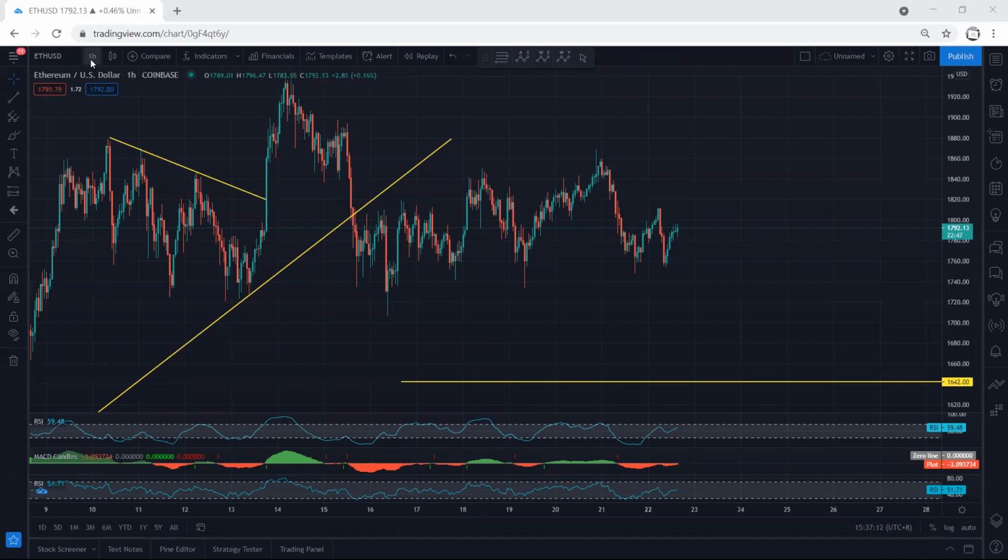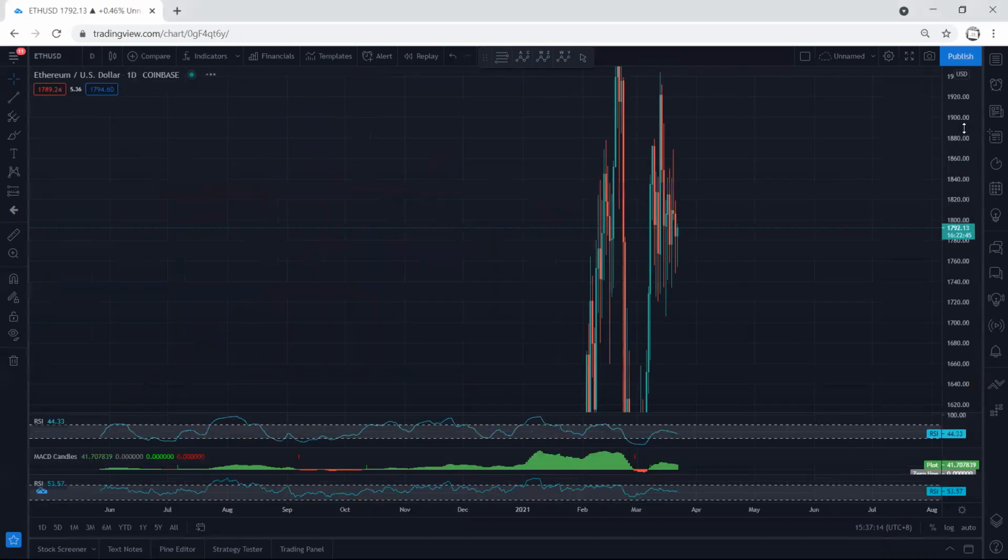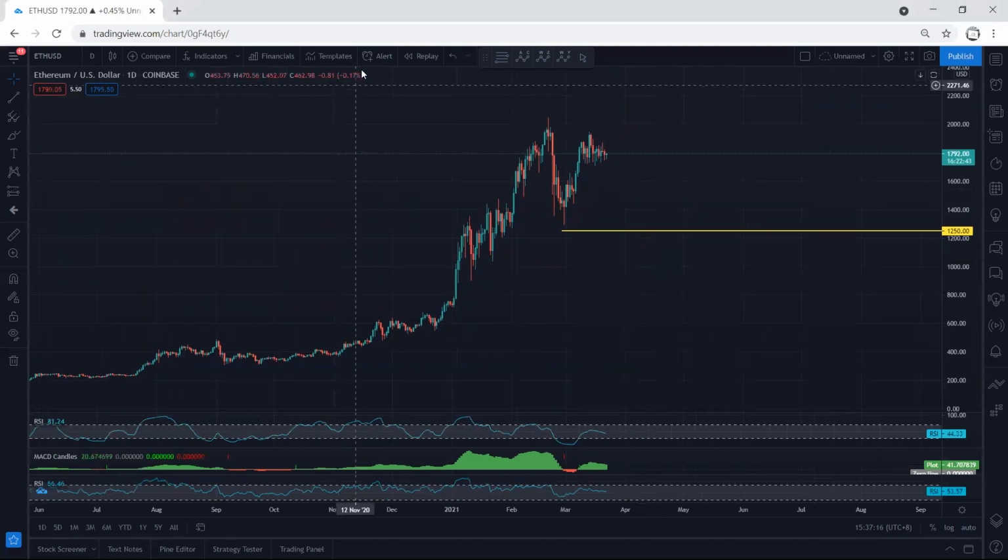I want to see how we can trade it. In this case, we move to the daily chart. As we can see, based on the daily chart, we are within this correction. We want to see how long we will be within this correction, how deep it can go before we get the next move. In this case, we move to the 4 hour chart.